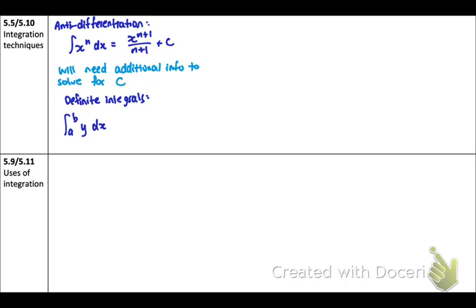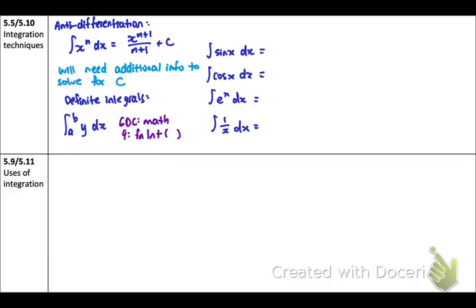Now with definite integrals, you're asked to evaluate at some lower and upper limit. So when you have your GDC, you can use the math button to find that. Here are some common integrals that you'll be asked to find. So pause for a moment and see if you remember all 4.